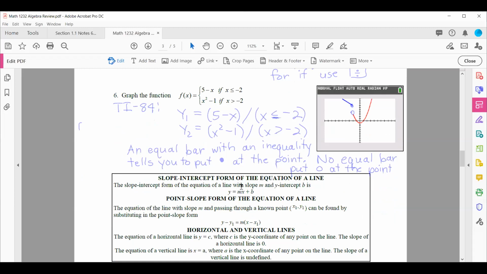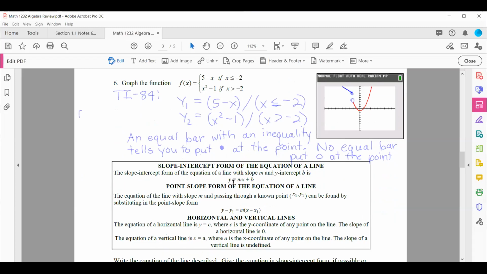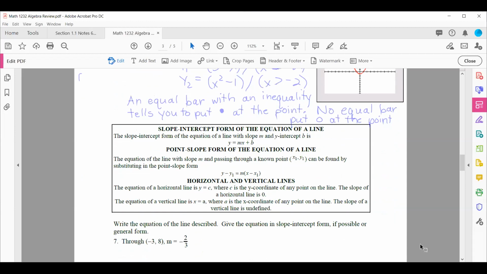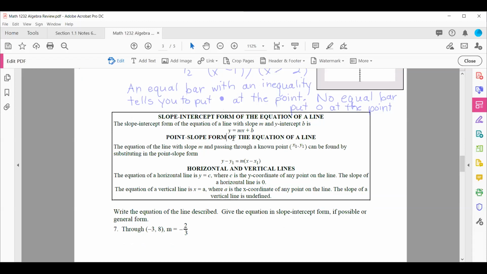Okay, so next will be a little bit of review on lines, equations of lines, and so forth. So there are several forms of equations of lines. First one is the slope-intercept form, y equals mx plus b, right there. That's when you know the slope and the y-intercept, or if you have an equation in that form, you can read the slope and the y-intercept.